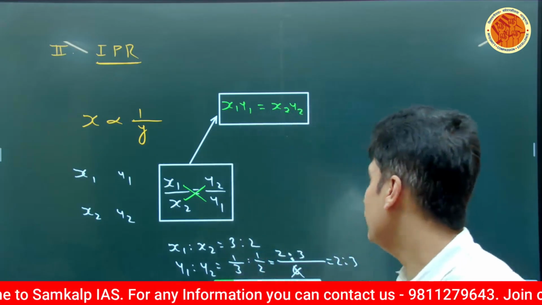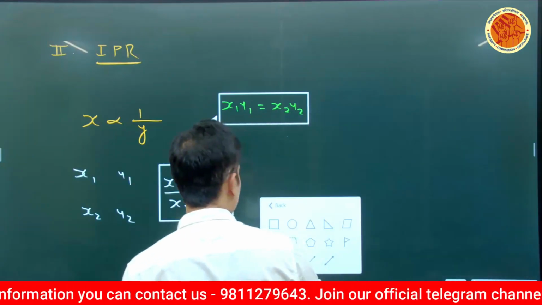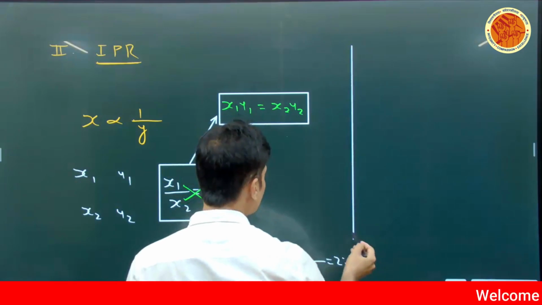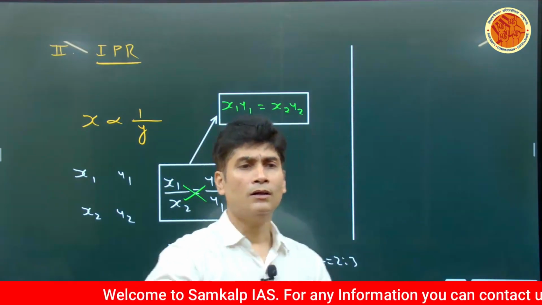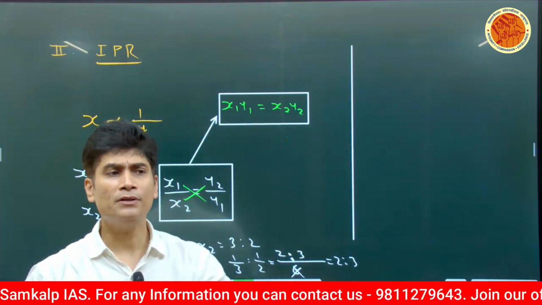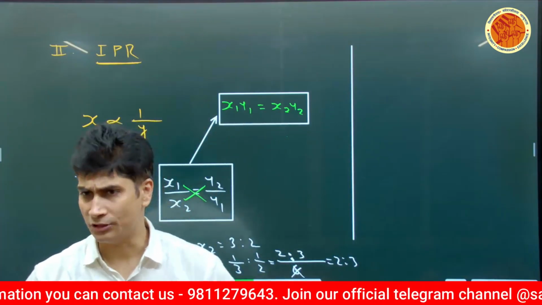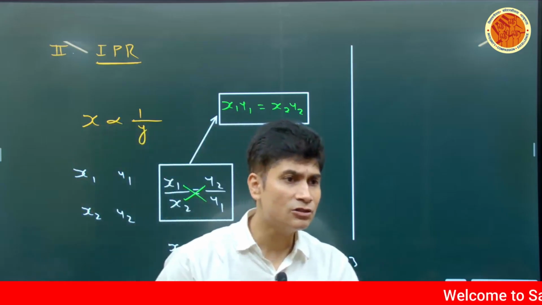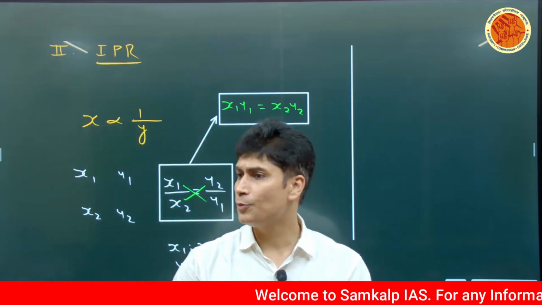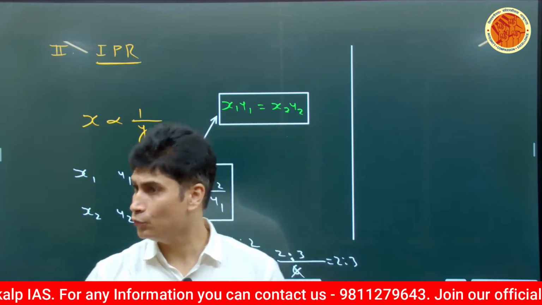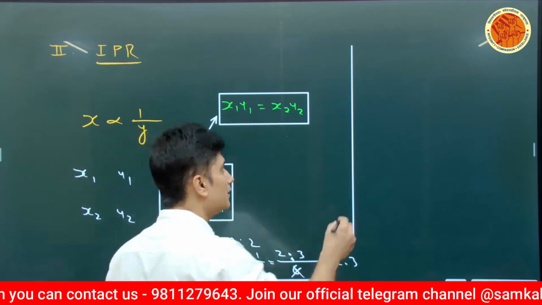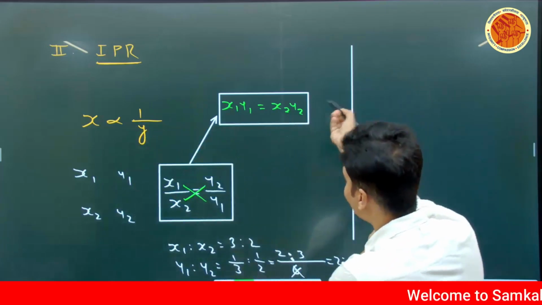Okay, so let's take an example, a basic, simple example. One example is price and consumption. If your expenditure remains constant, then price is inversely proportional to consumption, right? Price is inversely proportional to consumption. So in that case, now understand what is happening here.